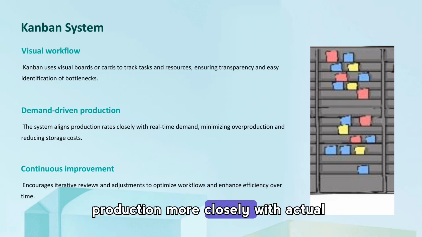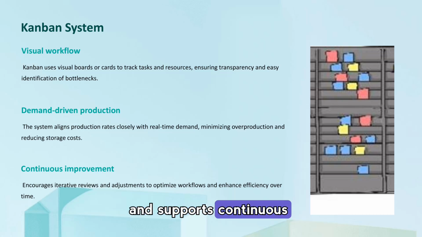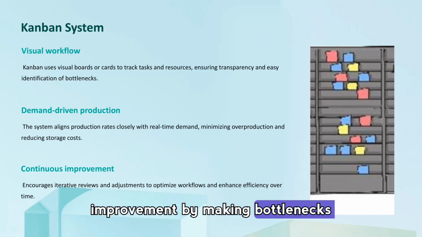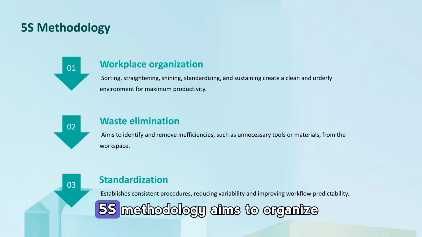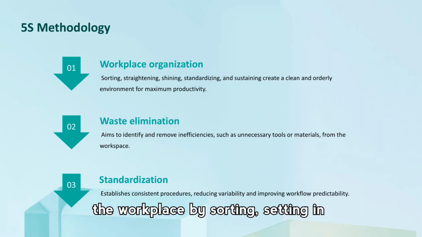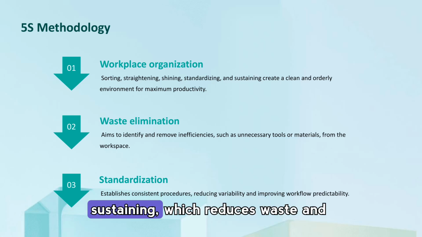The Kanban system is a visual workflow tool that tracks tasks and resources in real time, aligns production more closely with actual demand to prevent overproduction, and supports continuous improvement by making bottlenecks and inefficiencies obvious and actionable for teams.